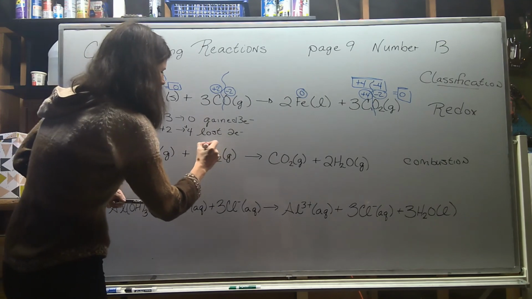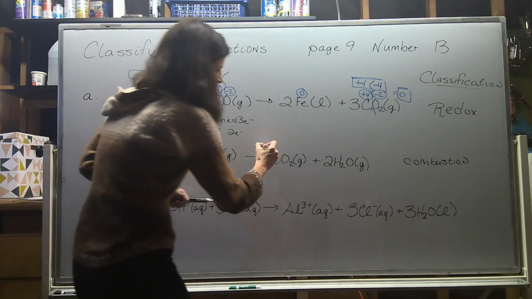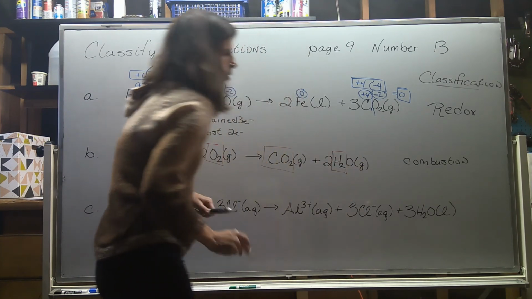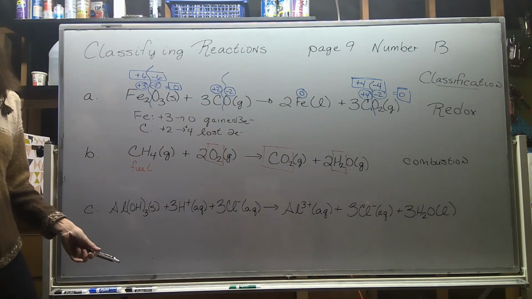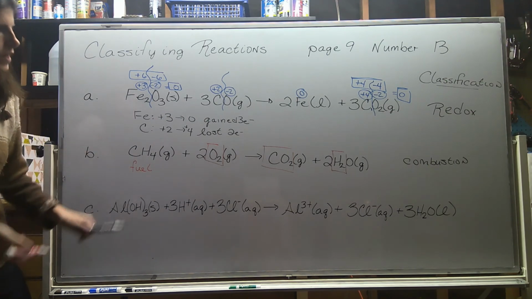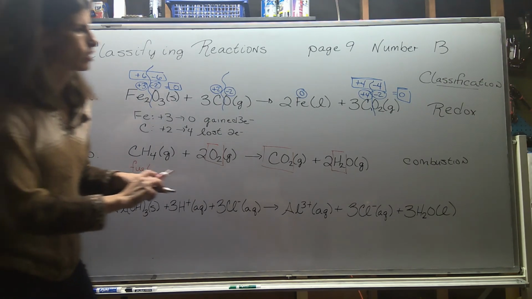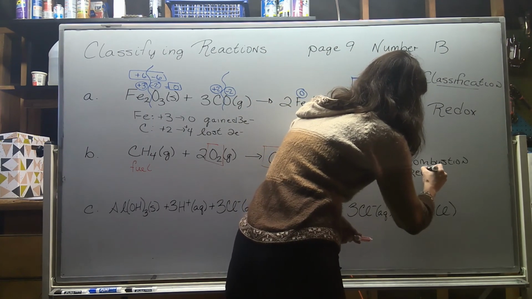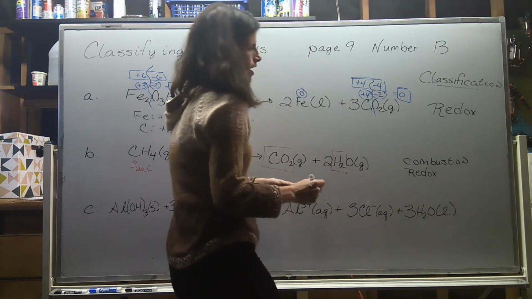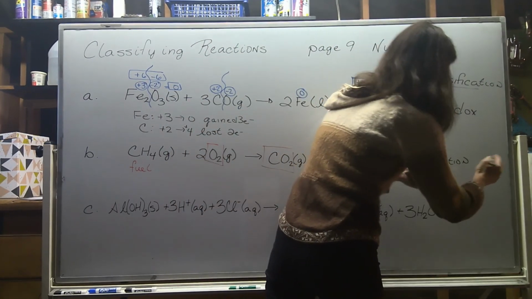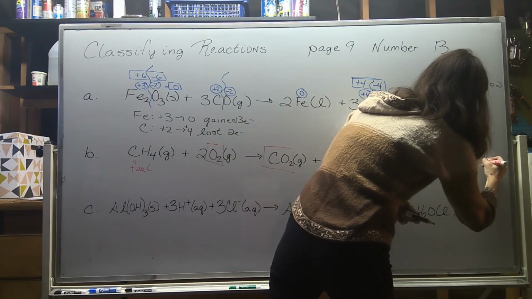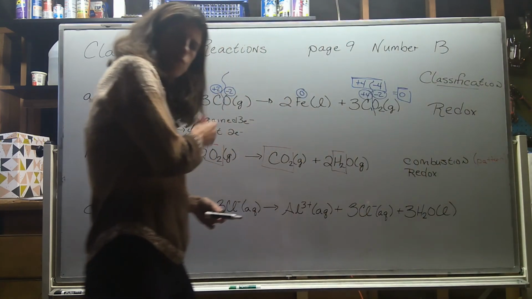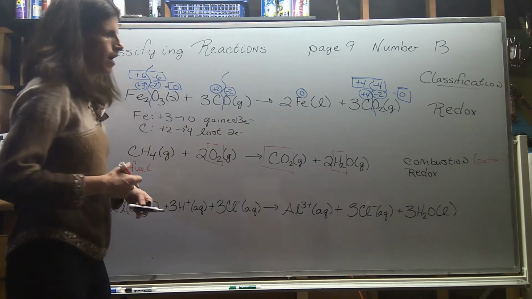The good news is we could assign oxidation numbers to all of these species. We don't need to do that. Combustion is always also a redox reaction. So if you know it's combustion, then you also know that it's a redox reaction. And we're identifying its combustion by the pattern of reactants and products, the ones that I boxed.